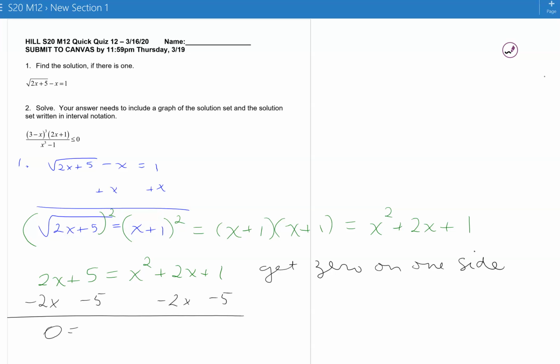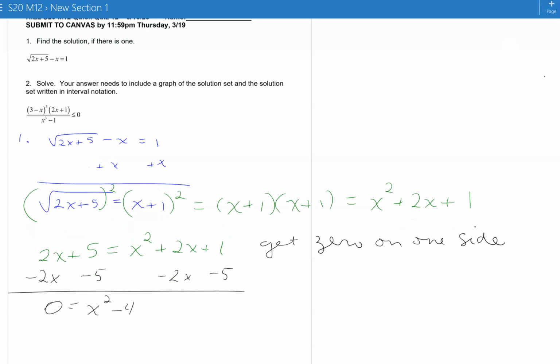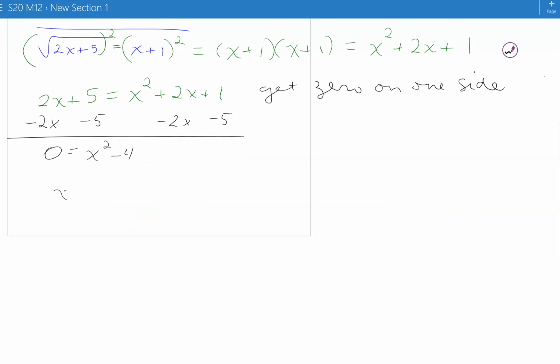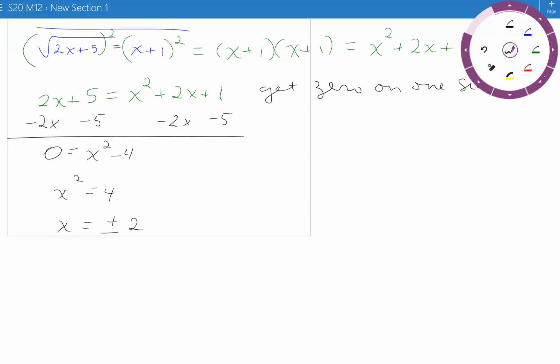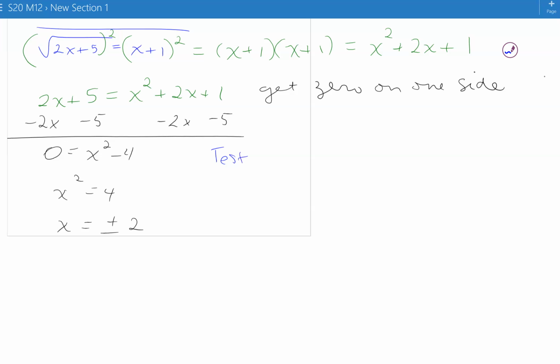So I have 0 equals x squared minus 4. And that means x squared equals 4, so x equals plus or minus 2. Those are our two possibilities. But once you square both sides, you must test or check your answers to see if they work. So let's try -2, and you have to put them in the original equation because they're going to work in the quadratic. So you have to go back to the radical equation and see if they work.